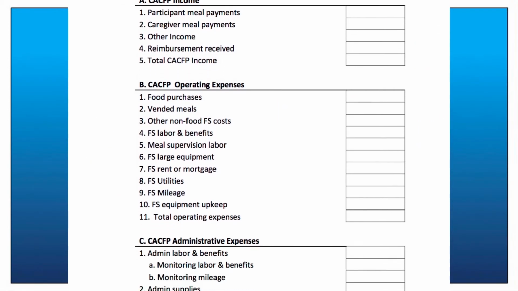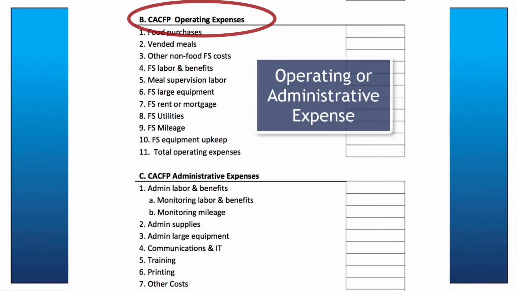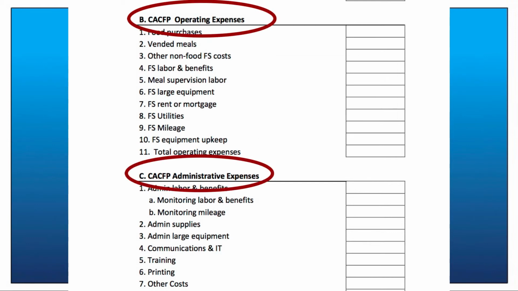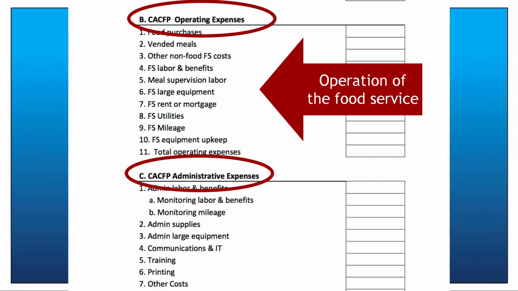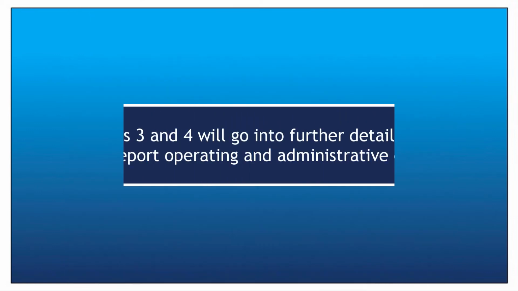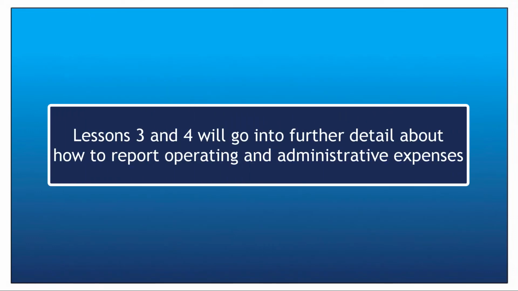CACFP expenses must be reported once as either an operating or administrative expense. Operating expenses are related to the operation of the food service. Administrative expenses are not food service related. Lessons 3 and 4 will go into further detail about how to report operating and administrative expenses.